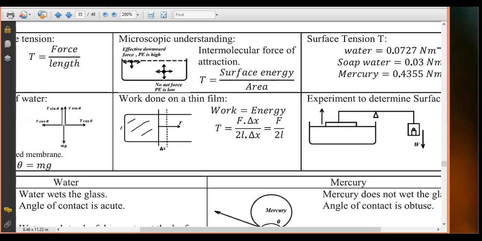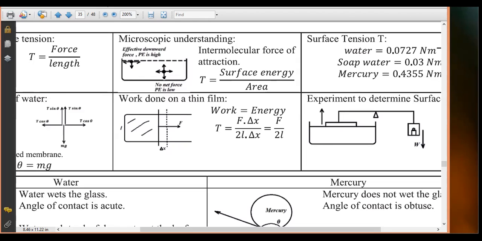The diagram does not look the same, but this is the same concept, right? I'm on page number 265. So, if you have your textbook, go to page number 265. It talks about surface energy, right?